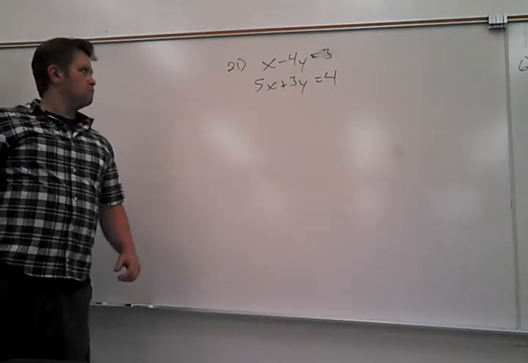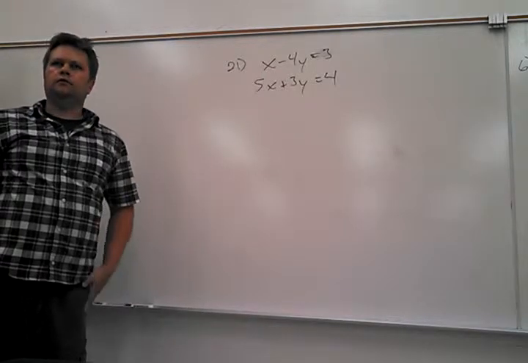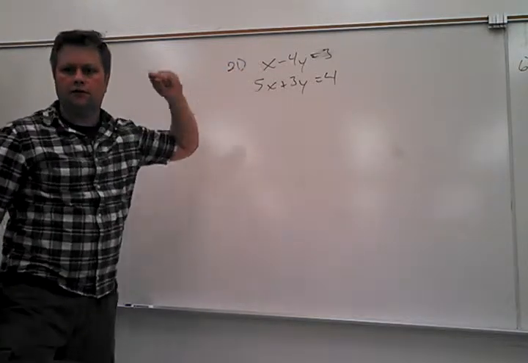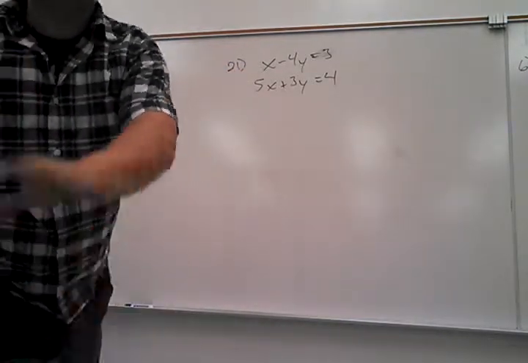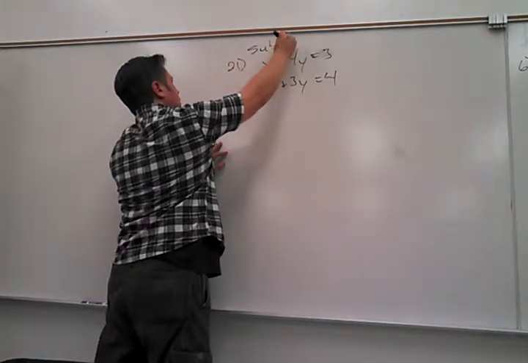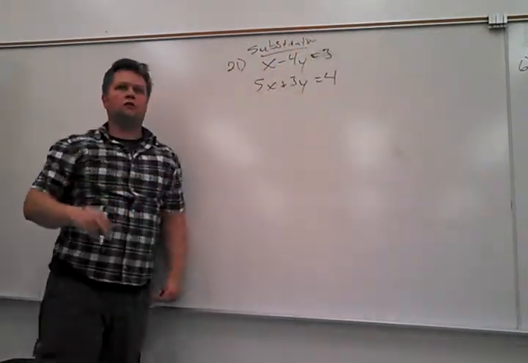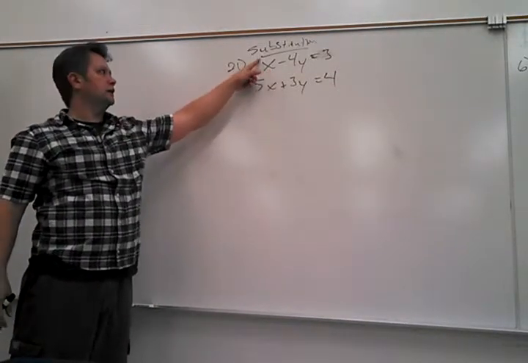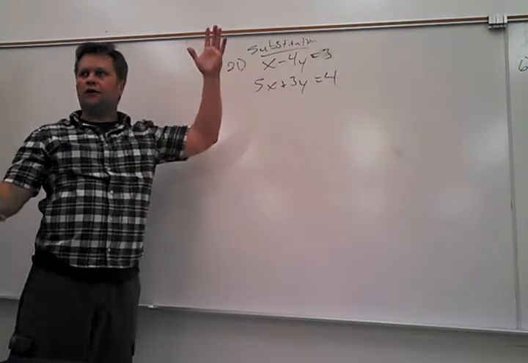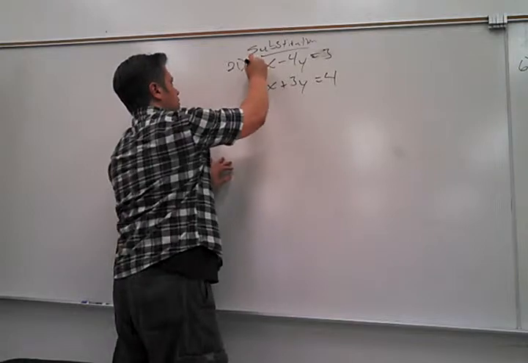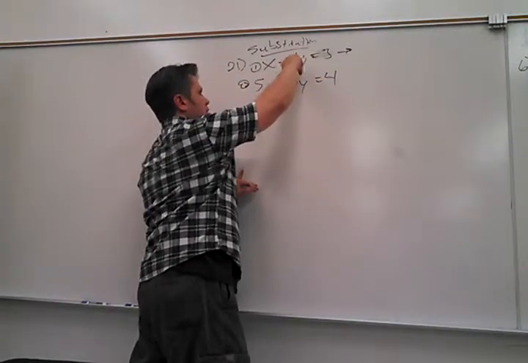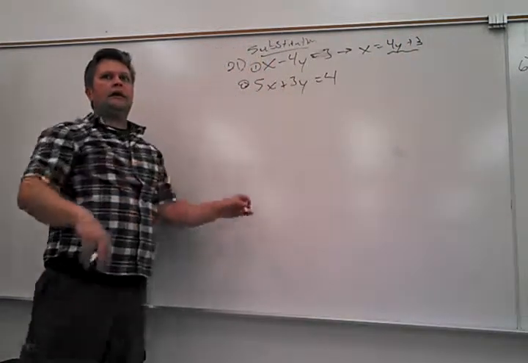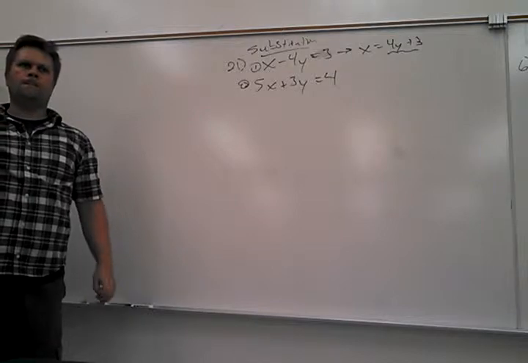So, which variable would you eliminate? The x is nice because it's just a 1. In fact, does it say a specific method? This one says specifically substitution. So which variable would you solve for? I would definitely solve for the x, because it's not going to introduce any fractions. So if I take the first equation and solve for x, I just have to add the 4y over. So now I know that x is that, and I just plug it in.